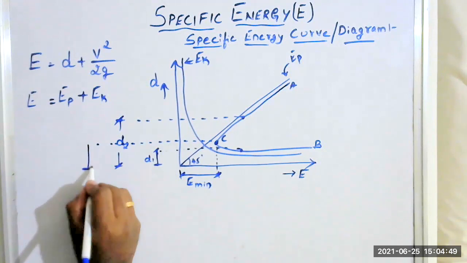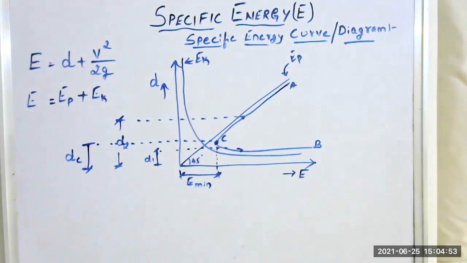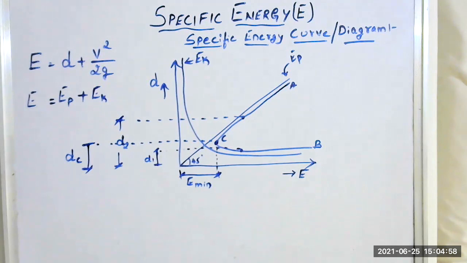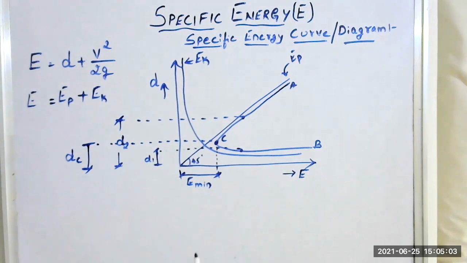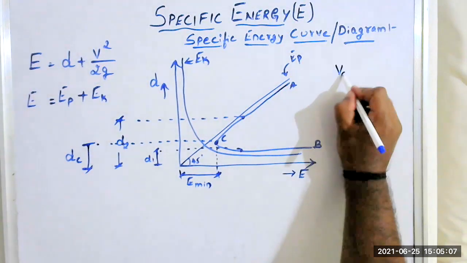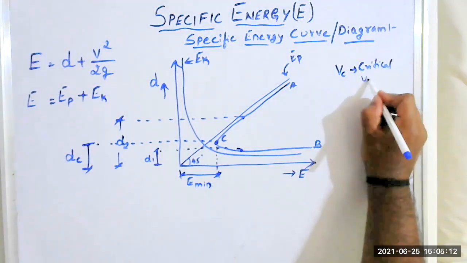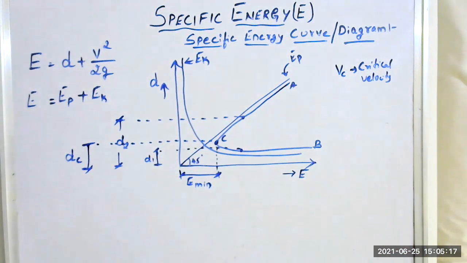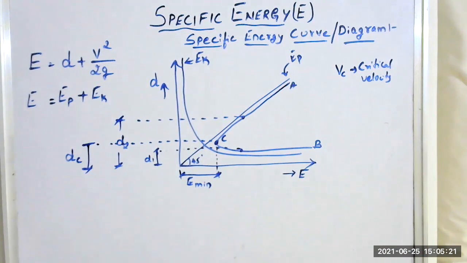The depth corresponding to this minimum specific energy is known as critical depth, denoted by Dc. The velocity corresponding to this minimum specific energy is known as critical velocity, Vc. So critical velocity and critical depth are the depth and velocity at which the specific energy is minimum. I hope you understood.